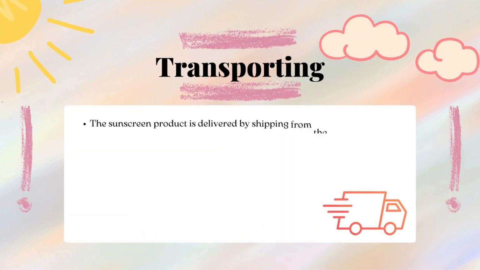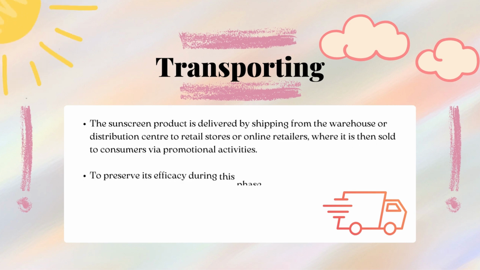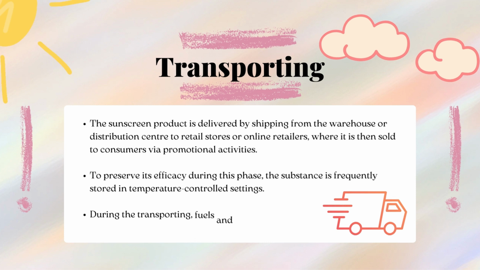After the manufacturing stage, it goes to the transporting stage. The sunscreen product is delivered by shipping from the warehouse or distribution center to retail stores or online retailers, where it is then sold to consumers via promotional activities. To preserve its efficacy during this phase, the substance is frequently stored in temperature-controlled settings. During transporting, fuels and energy are used.